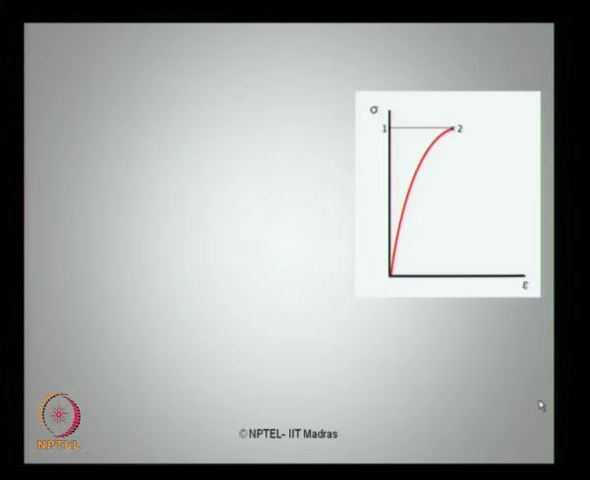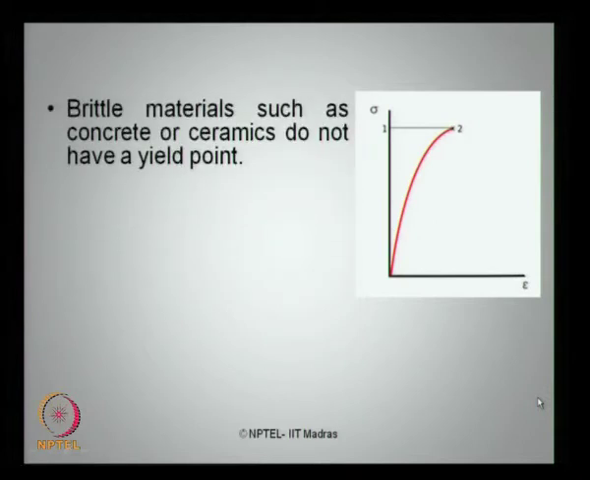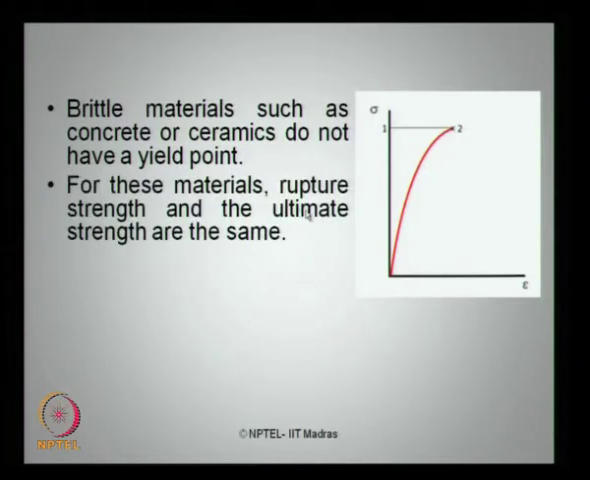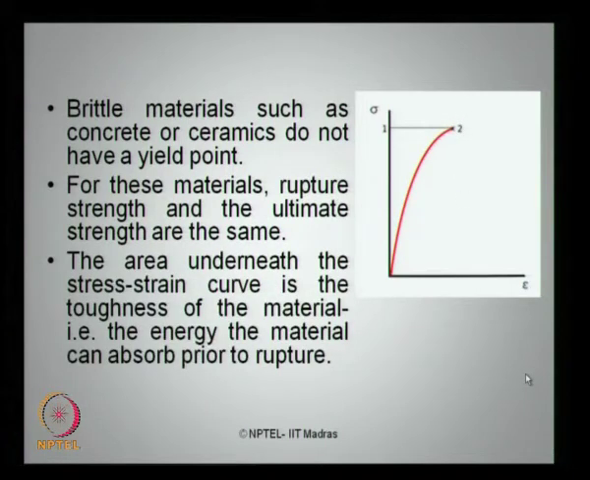In the case of brittle material, the story is slightly different. Brittle materials such as concrete or ceramics do not have a designated yield point. In such cases, the rupture strength and the ultimate strength are exactly the same for these members. The area underneath this stress strain curve is an index of the toughness of the material. Toughness is the energy which the material can absorb prior to rupturing.